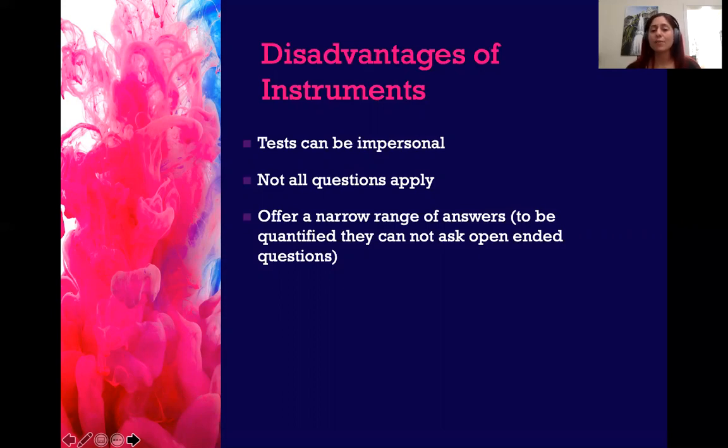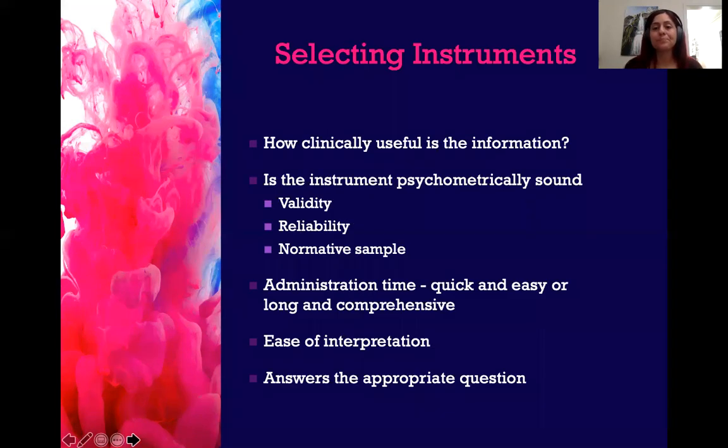They also offer a narrow range of answers. They're not open-ended in most cases. And so these answer choices may not resonate with the person or may not be truly reflective of their experience. Okay? We will discuss more about selecting instruments and self-report measures and all of the limits and benefits to them later in the class. So we're going to go ahead and move on now.